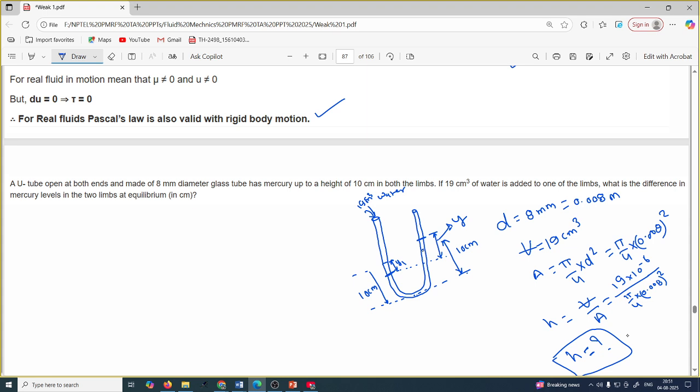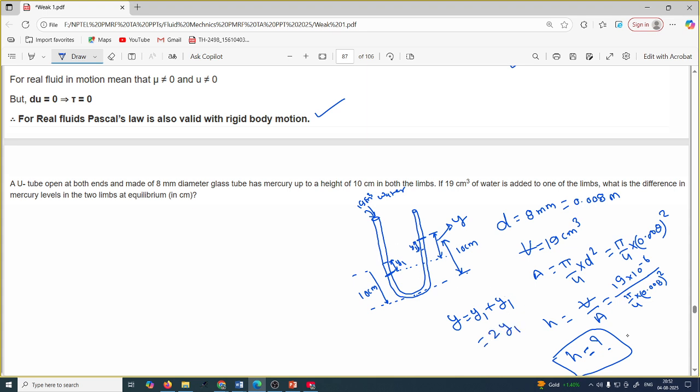If y1 is going down, then what will happen here? The same, if the initial height was this much of the mercury, this much will increase, that is y1. If y1 goes down, then y1 will increase in the second limb. And the question is asking about y, so what will y be? y will be this y1 plus, from here to here, y1, and this distance is another y1, so the difference will be 2y1.